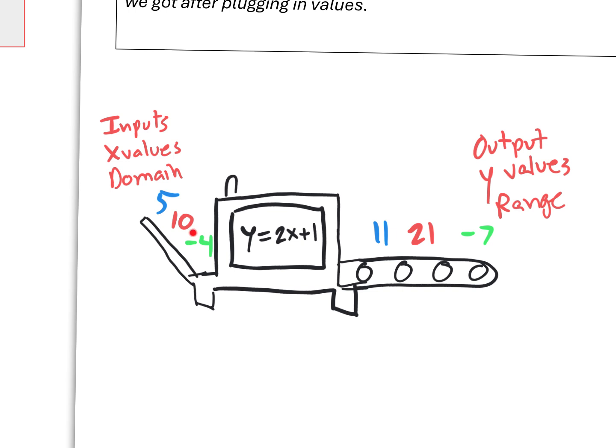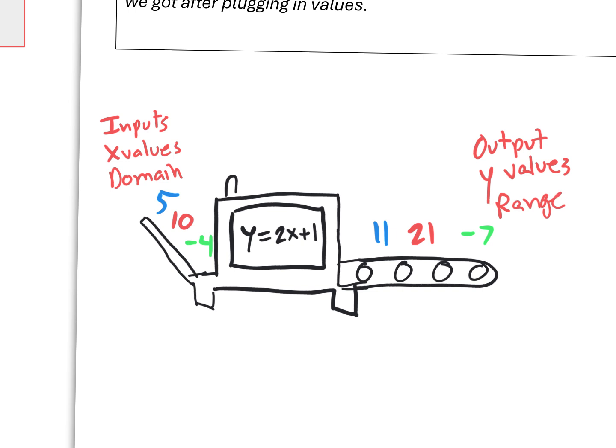And then the fancy word for these numbers that are going in is domain values, which are the x values. So all these words mean the same thing. That's important. That vocab is going to come out on the test also. The answers that come out are called outputs. They're called y values because when you plug in a 5, 5 times 2 is 10 plus 1 is 11, it says y equals 11. So 11 is the output, but it's also the y value because it says y equals 11 once you plug in the 5 and do the math. Okay, so these values are called outputs, they're called y values, and the fancy word is range.